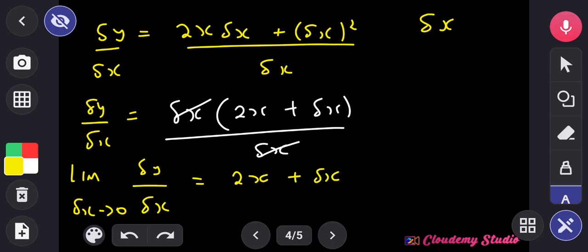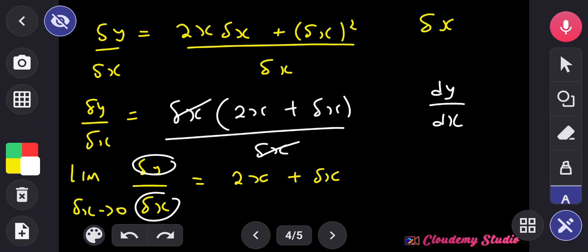Now, in this case, this is Leibniz notation. If we take the limit of delta x equal to 0, this delta y upon delta x will become what? It will become dy upon dx. You understand? And remember that delta x equals 0, so wherever we see delta x, we are going to put 0.